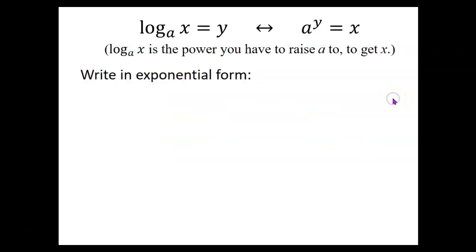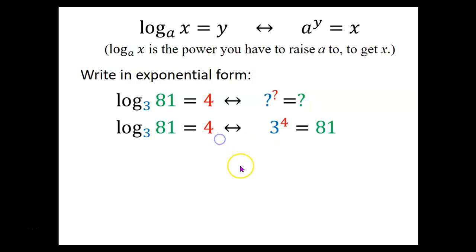Let's try another one. Log to the base 3 of 81 is 4. In exponential form would be what to the what power equals what? Notice the base on the logarithm is the base of the exponential expression. It's the number that's being raised to a power. What the log is equal to is that power. It is the exponent. And then what you're taking the log of is what that exponential expression is equal to. So here that would be 3 to the 4 power equals 81.